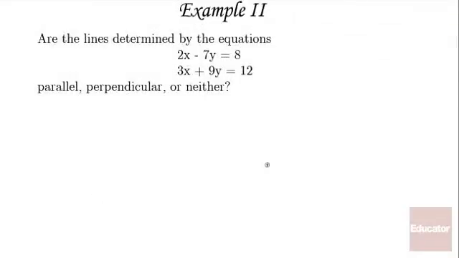Are the lines determined by these two equations parallel, perpendicular, or neither? Well, in order to evaluate what's going on with the slopes, I need to put these in slope-intercept form. So I'm going to look first at this equation, 2x minus 7y equals 8. First I want to put it in the form y equals mx plus b.